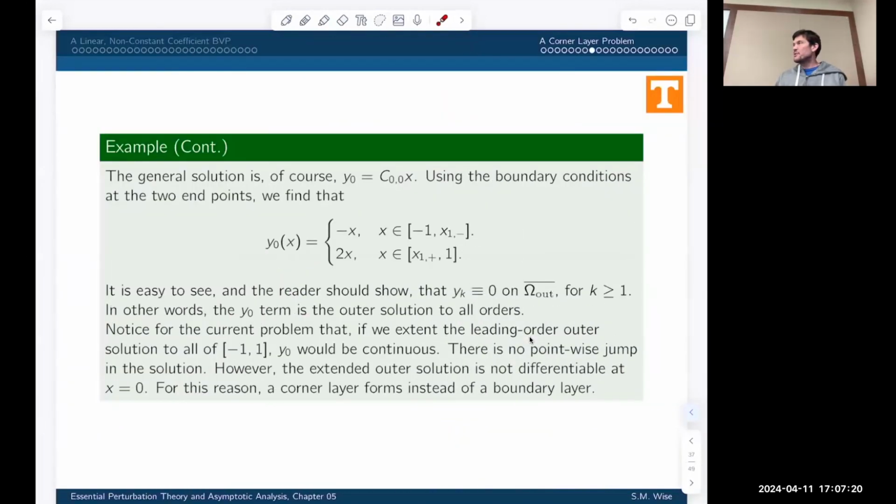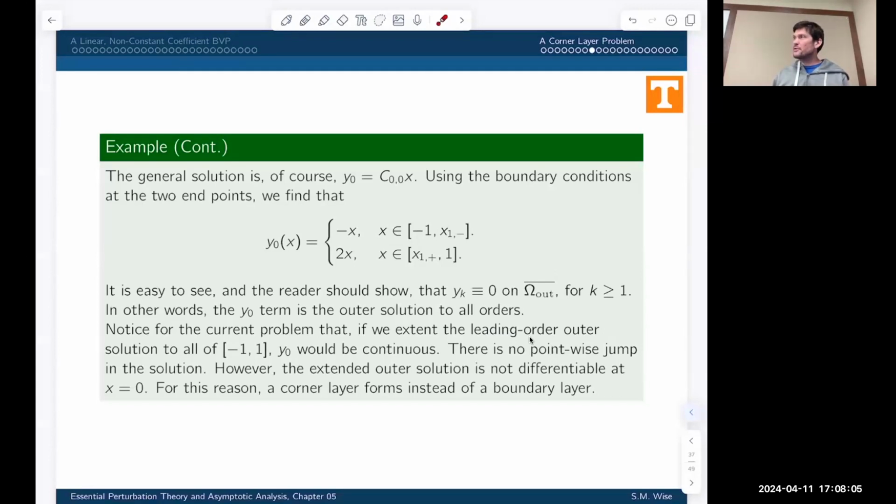Now we have two boundary conditions, right? And so we're going to apply both of them to compute a y0 function, which has two different values in the two different regions of my outer solution zone. So y0 is going to be minus x, big surprise, right? In the left-hand outer region, and it's going to be 2x in the right-hand outer region. Again, another big surprise, right? We probably could have guessed those by computing our exact solution and doing the analysis that we've already done.